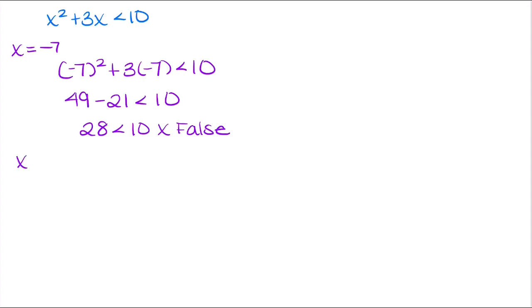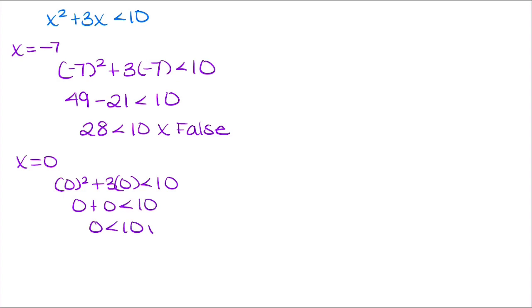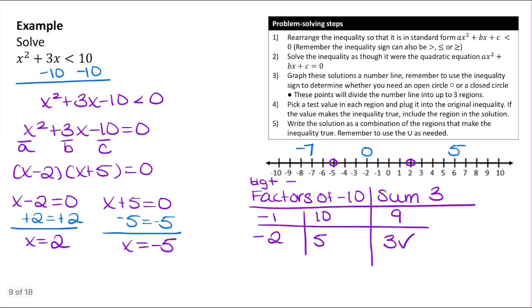Now let's use my next test point. I picked x equals 0, so I have 0 squared plus 3 times 0 is less than 10, which gives me 0 plus 0 is less than 10, so that's 0 less than 10, which is true. Okay, so that means that this region right here in between these two endpoints will be included in my solution.